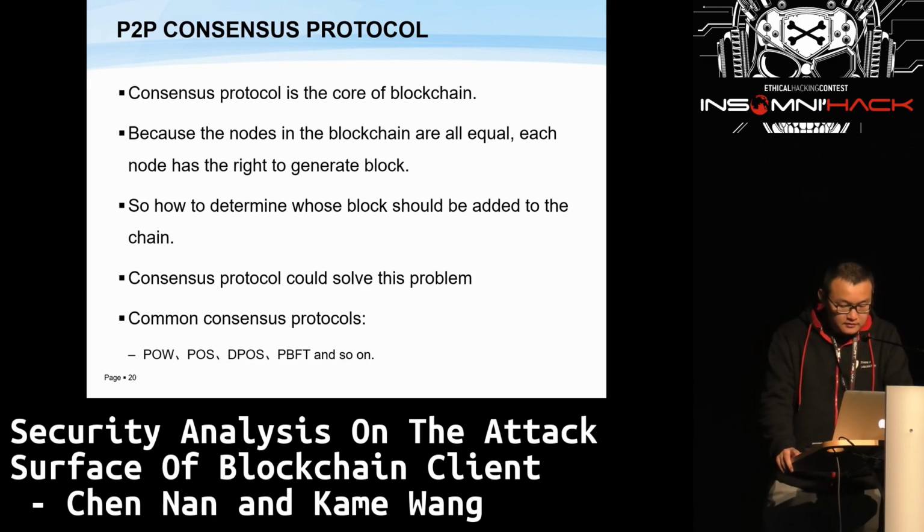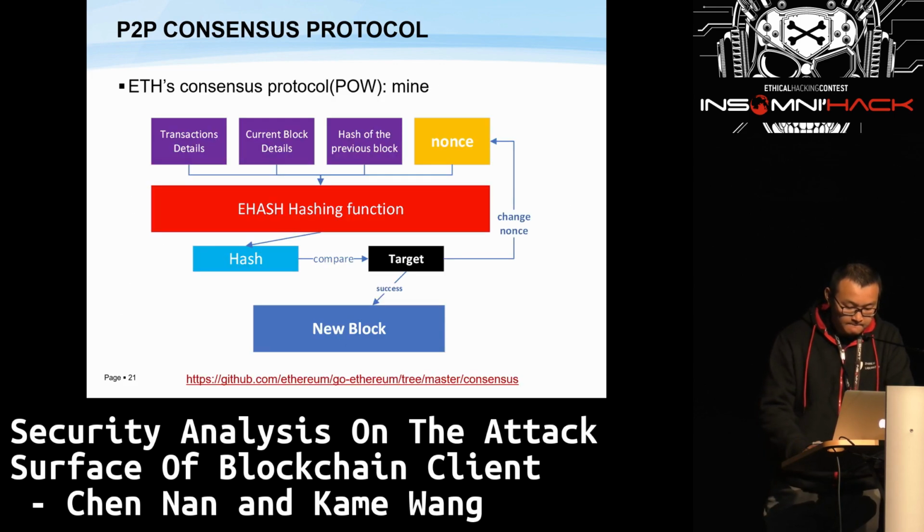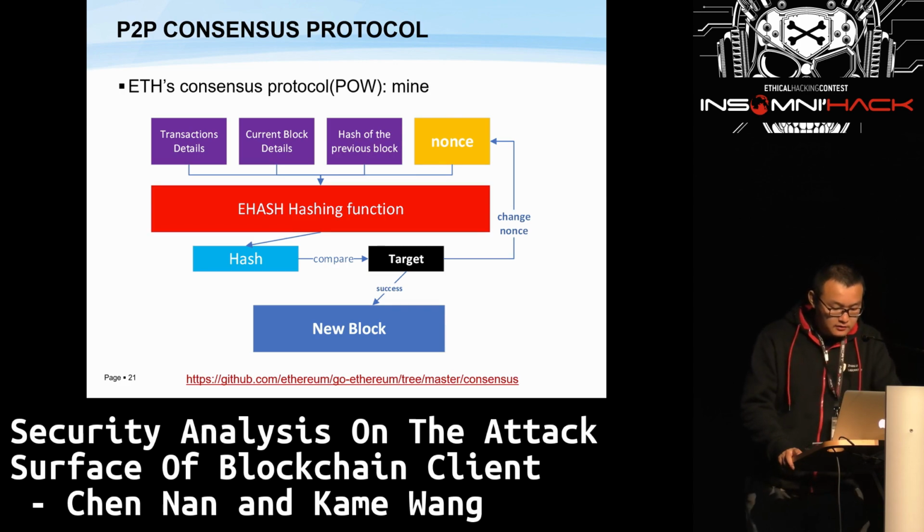This is the P2P consensus attack surface. Because the nodes in the blockchain are all equal, each node has the right to generate a block. So how to determine whose block should be added to the chain? A consensus protocol could solve this problem. Let's take a look at how Ethereum's consensus solves this problem. Ethereum uses the proof of work consensus protocol. As the name suggests, blocks are selected according to their difficulty, also known as hash rate.